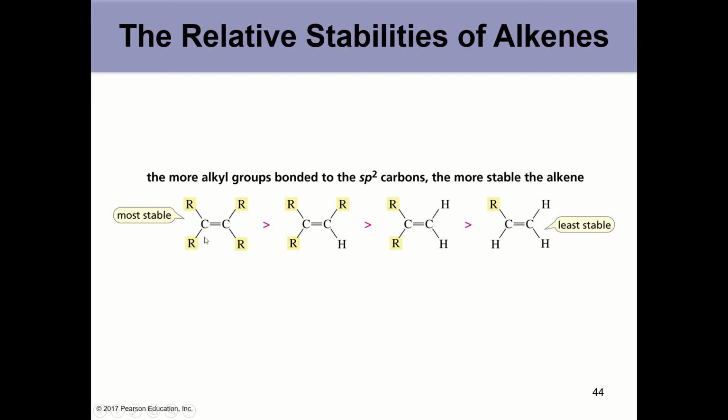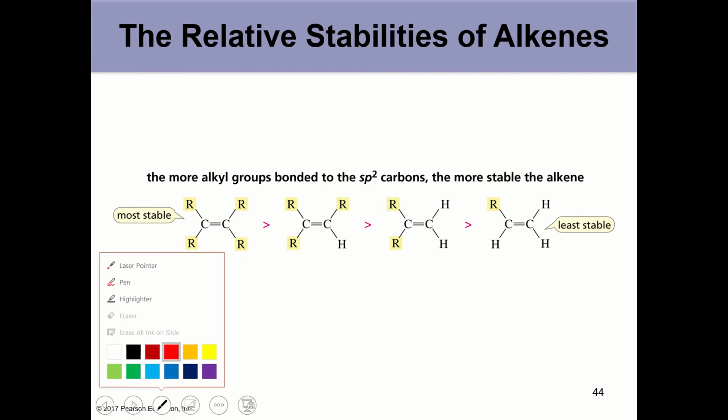So this is your book's illustration for demonstrating more substituted alkene is more stable. The more alkyl groups bonded to the sp2 carbon, the vinyl carbon, the more stable the alkene. So we have the tetrasubstituted as the molecule at the left.